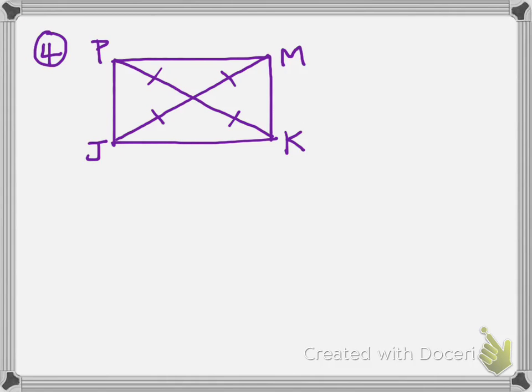In number 4, we have a rectangle, so we know that the diagonals bisect each other and are congruent, so I've marked that on our picture. We also have an expression for each of our diagonals, which we know are congruent in a rectangle. So PK is 0.2x and JM is x minus 12. So we're going to set those equal to each other. 0.2x equals x minus 12.